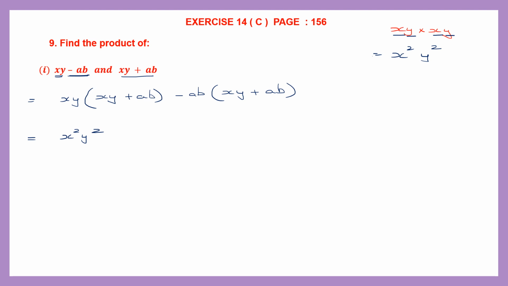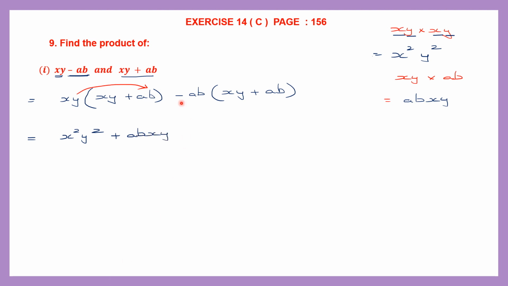Now let's multiply xy into plus ab. So xy into ab. Here we have one letter of each. We have one x, one y, one a and one b. So let's start in the alphabetical order a, b, x, y and the sign is plus. So this will be abxy.